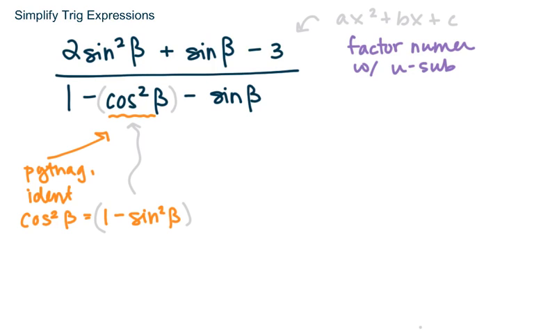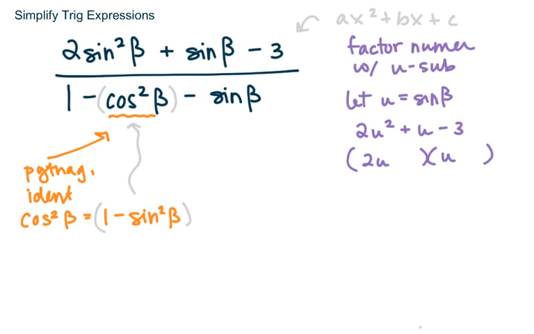And I'm also going to look at factoring the numerator. So I'm doing a little bit of scratch work here. So my numerator, if I were to say let u equals sine of beta, then that would give us 2u squared plus u minus 3. And this is easy for me to factor. I've got 2u and u. I'm going to put my 3 here and a 1 there. So I have 2u, I want a positive 3 and a negative 2.